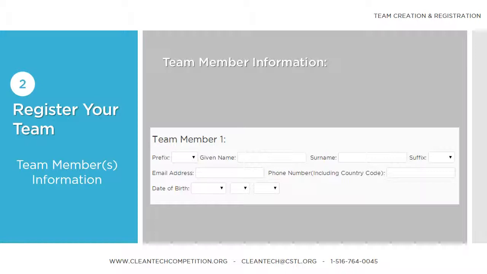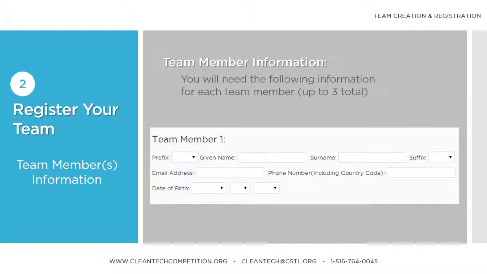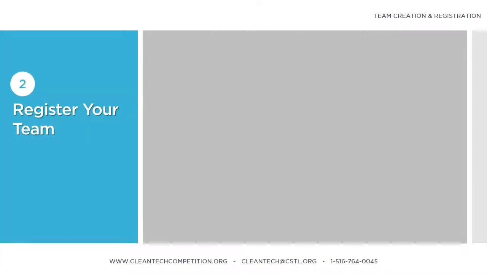Next, the form asks for team member information. Again, all information is required for each member. You'll see a section like this for up to 3 team members. Go ahead and fill out as many as apply to your team, whether you have 1, 2, or 3 team members. We're almost done now, just a few more steps.